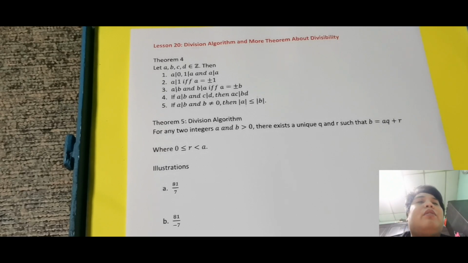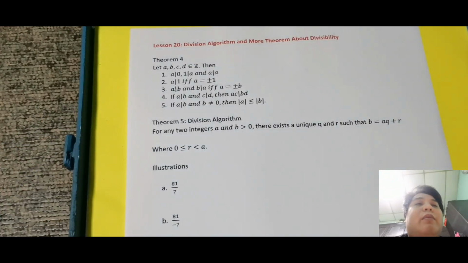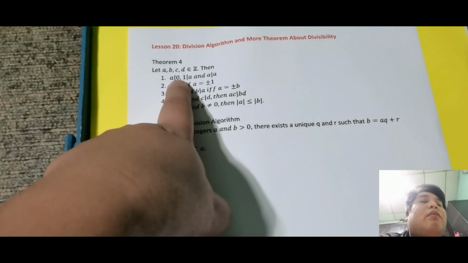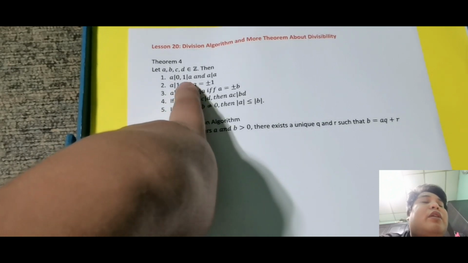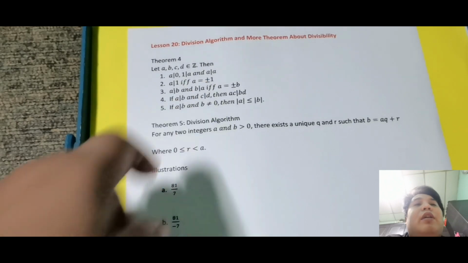Okay, so let's have theorem number 4. Let A, B, C, and D be elements of the integers. Then, nasabi ko na to, yung remark last time, na A divides 0 or any number, 0 is always divisible by any number. Then 1 divides A and A divides A. Okay, so nabanggit ko na yan.